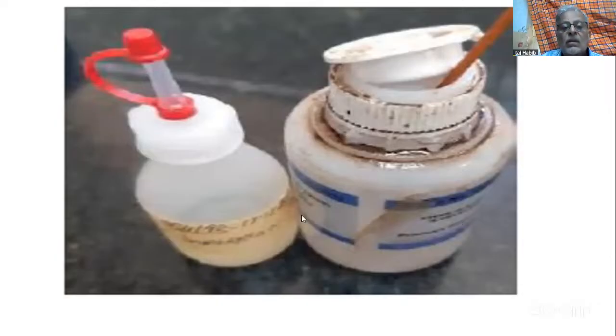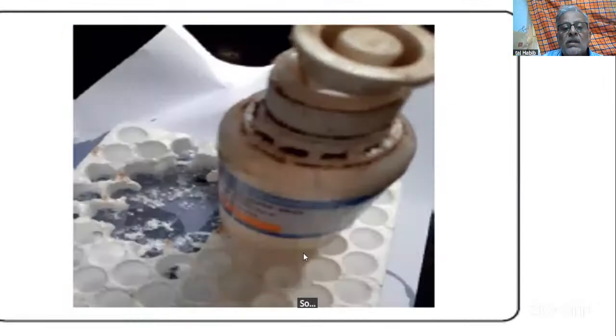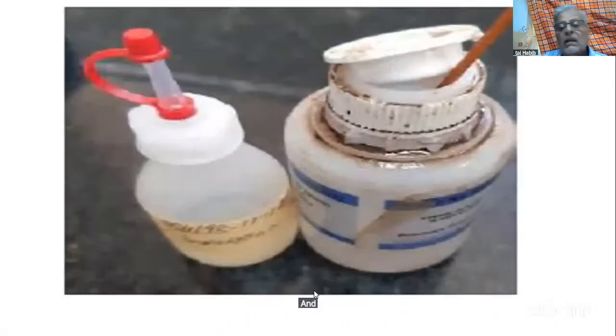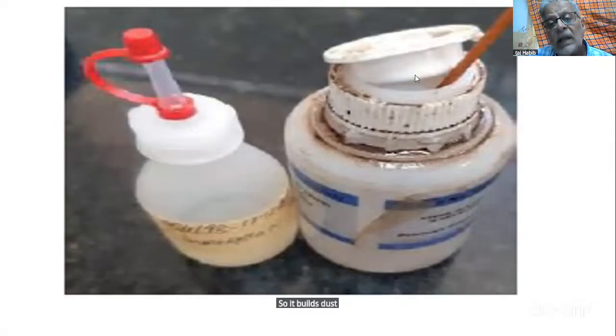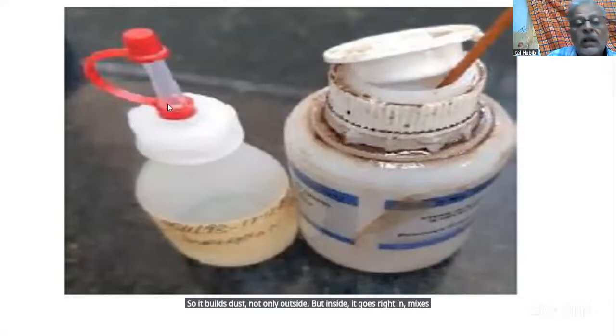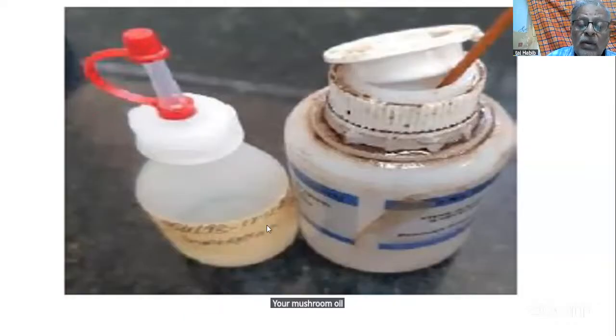Okay, so this is the experiment we did for the immersion oil, which is locally supplied. It's a white bottle with a blue label, and this is what it does. It eats your styrofoam. And again, the other thing with immersion oil, a lot of people leave it open. So it builds dust, not only outside, but inside. It goes right in, mixes with the immersion oil. Immersion oil should be stored in a dropper bottle.